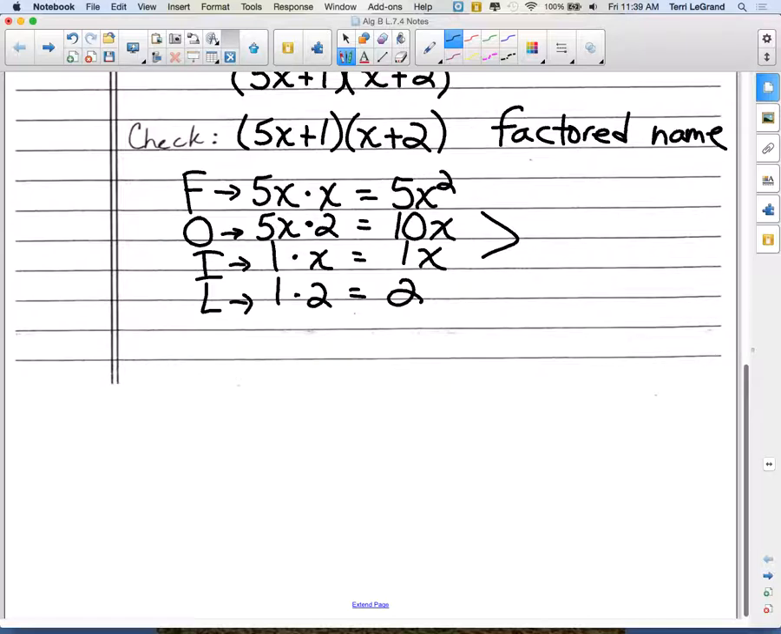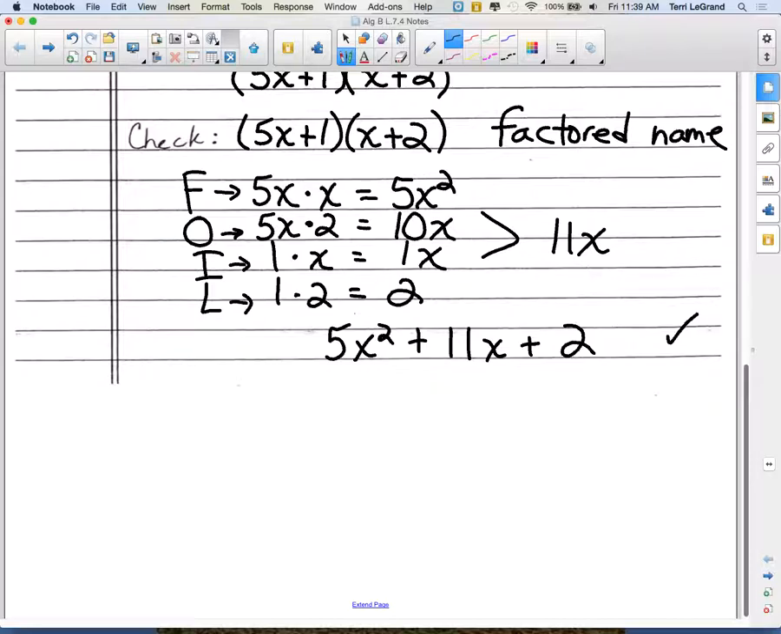And look at what happened with our O and our I step. There are those 2 terms that we ended up renaming the 11x as, because they can now combine and become 11x, can't they? So it goes back to being 5x squared plus 11x plus 2. We're going to say it checks out. That's what we started with. We end up with it when we check it, when we multiply it back out. Okay, questions?